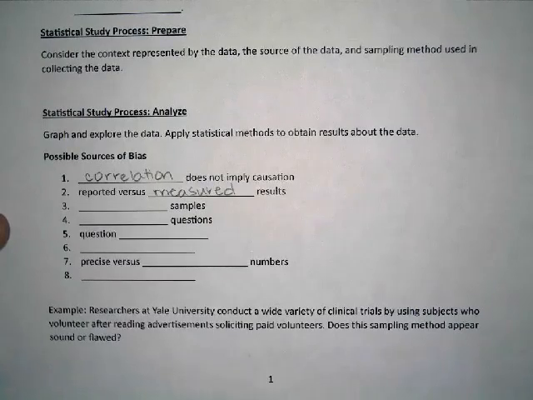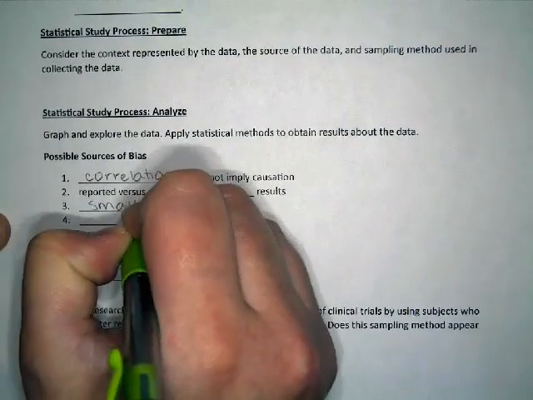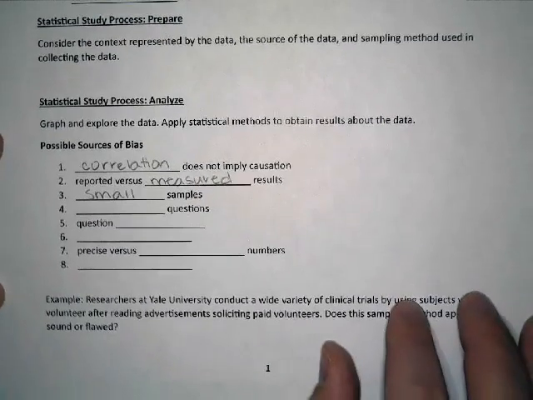The next is small samples. So if I was taking course evaluations for a class of 25 people and only 3 people filled out the course evaluation, that's a very small sample to tell how good the course was and if it was effective and if the students felt like they learned from it.